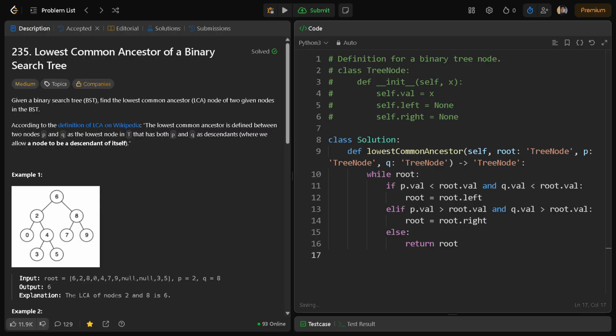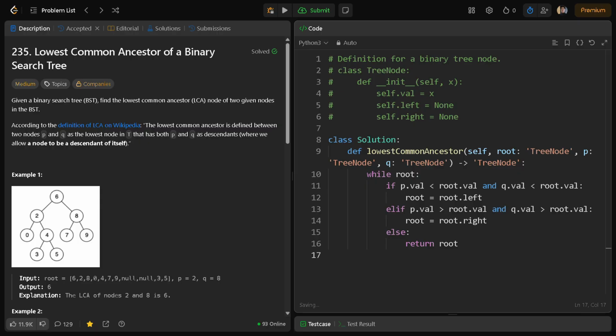Next, we check if p.val is greater than root.val and q.val is greater than root.val. This means if both p's value and q's value are larger than the current root's value, then both are on the right side of the tree. So we set root equals root.right to move to the right child.